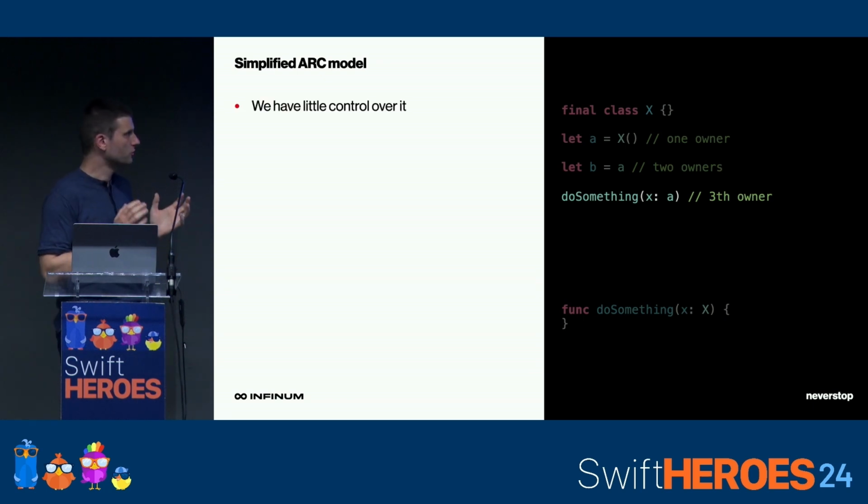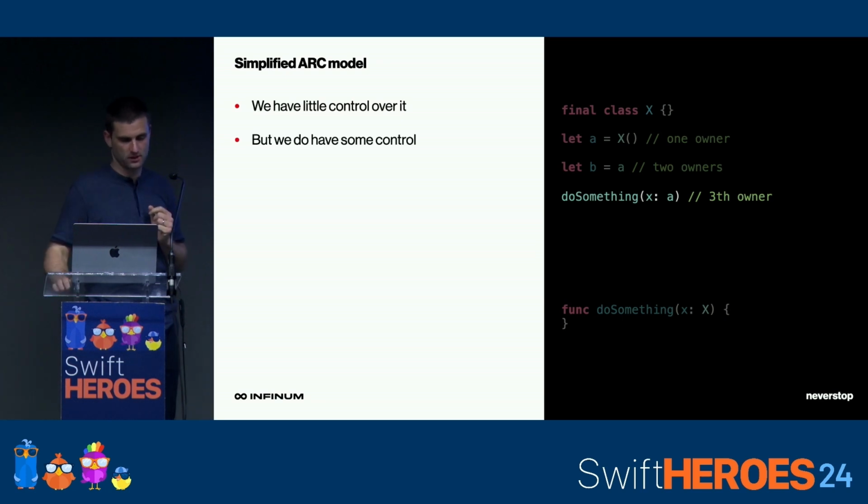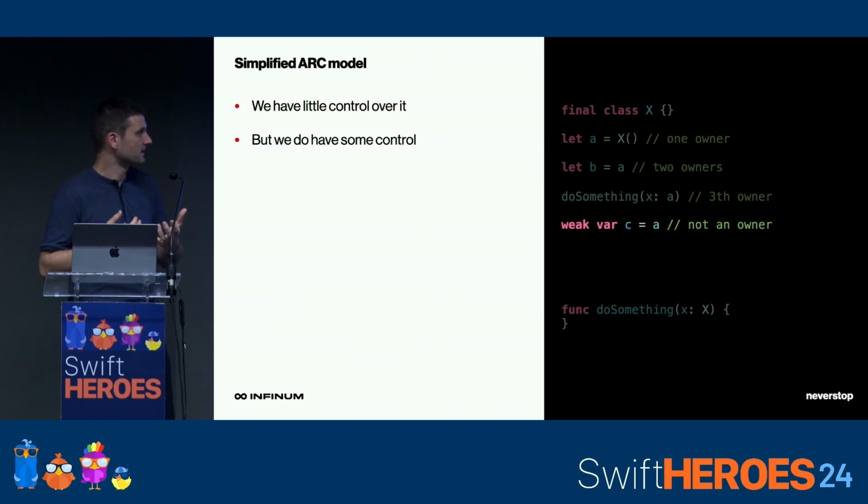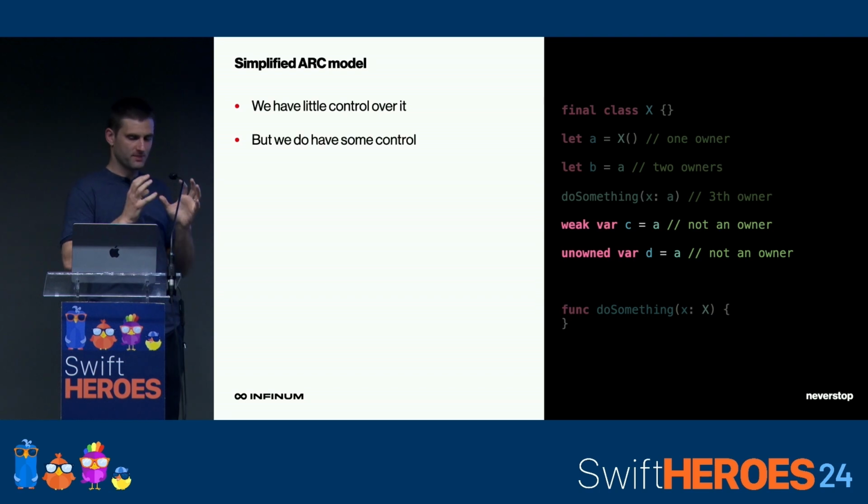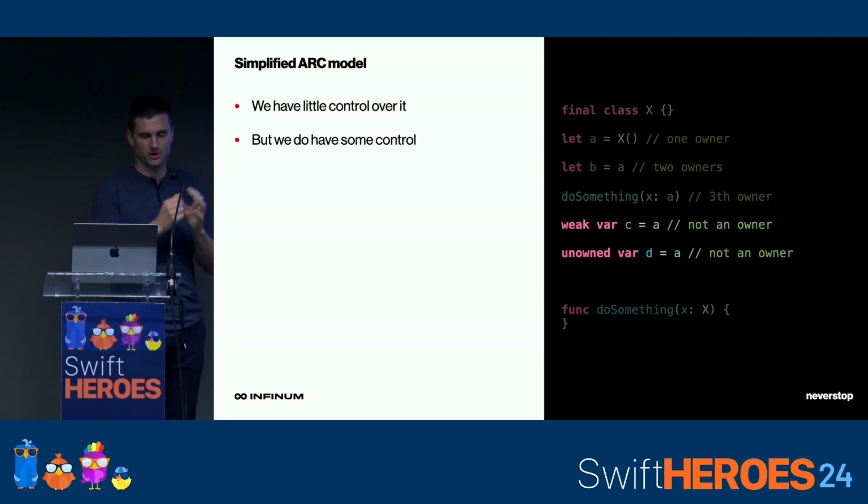And we have little control over what is happening here, but we do have some broad ownership controls in ARC. So we can use weak, where we are specifically saying we are not an owner of this object, someone else is, and also unowned. These are generally broad ownership controls that are usually specific to breaking reference cycles, so really tactical controls to, again, free memory correctly.